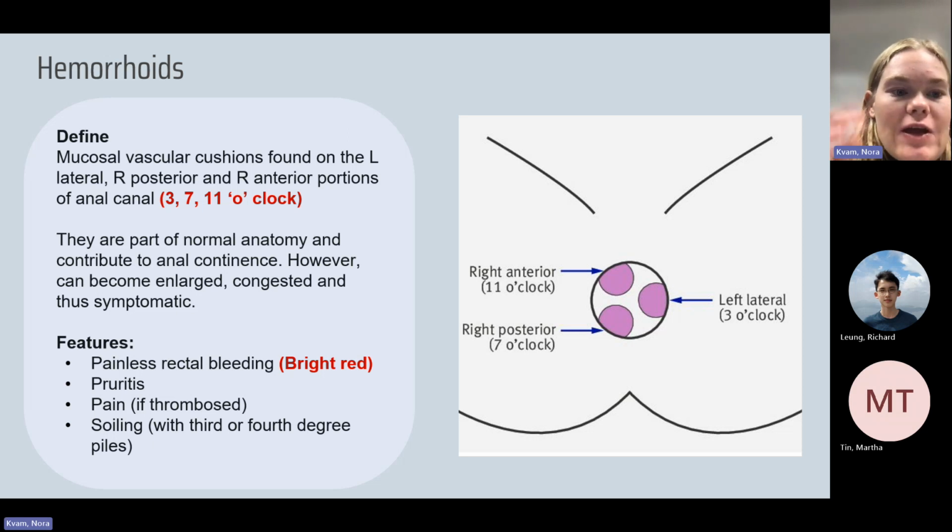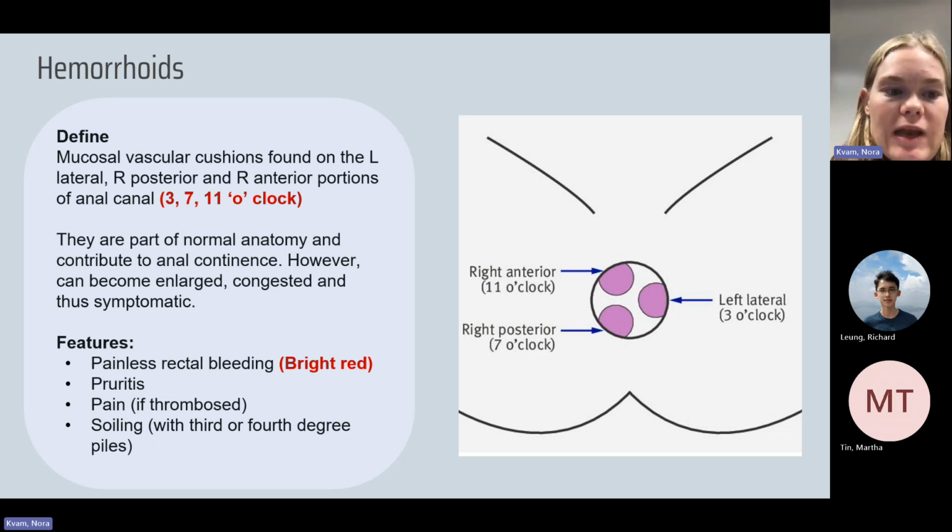So if there is a lot of damage to these cushions, they can become inflamed, and that's what hemorrhoids are. These hemorrhoids are found in the 3, 7, and 11 o'clock positions, as labeled here on this diagram. And what's important to note about hemorrhoids is that the history will normally present with painless rectal bleeding. So this is very important because it helps us differentiate between another condition, which I'll mention later.